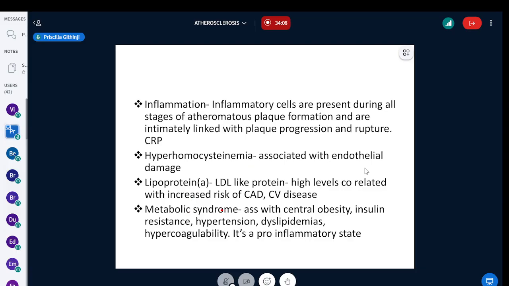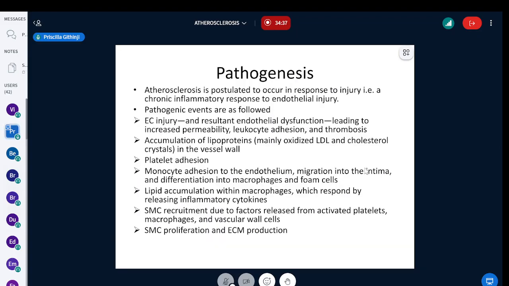Then patients with metabolic syndrome. Metabolic syndrome is a condition that's associated with central obesity. They have central obesity. They have insulin resistance. These patients have hypertension. They have dyslipidemias. They have very high lipids. They have a hypercoagulable state. It is also a pro-inflammatory state, and all this predisposes to an increased risk of atherosclerosis. So what is the pathogenesis of this atherosclerosis?